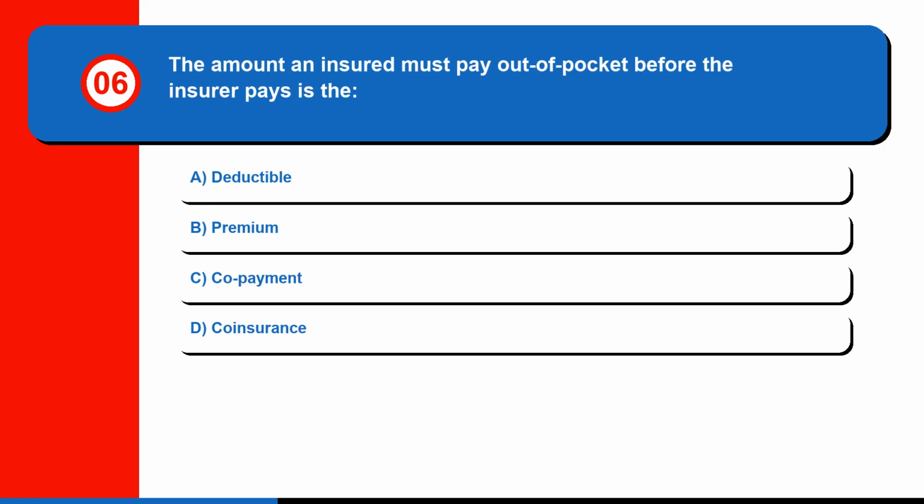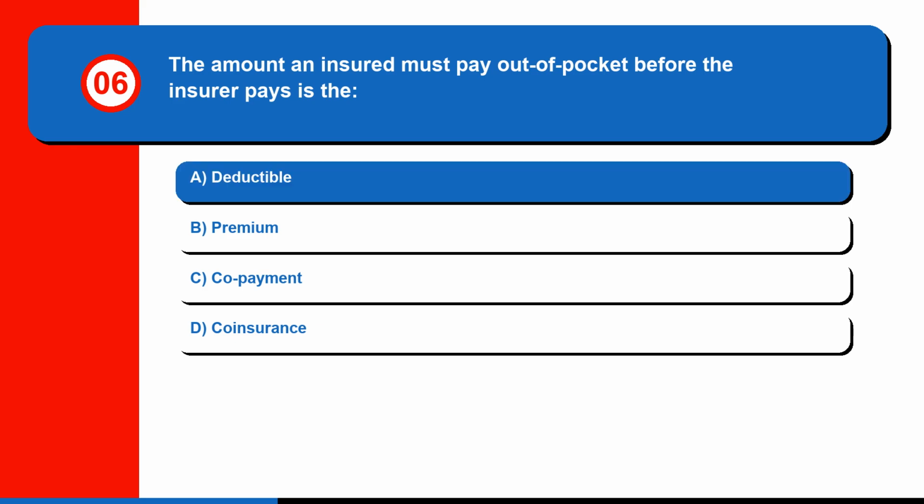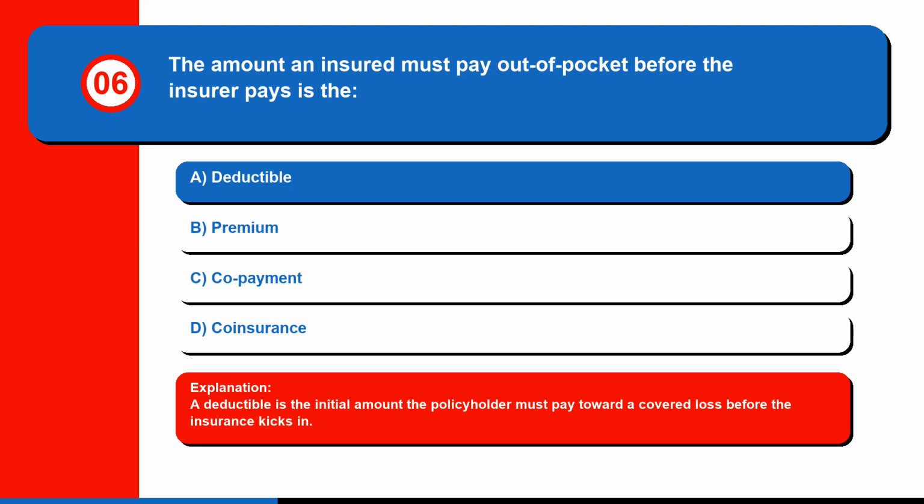Question 6. The amount an insured must pay out of pocket before the insurer pays is the A. Deductible, B. Premium, C. Copayment, or D. Coinsurance. The correct answer is A. Deductible. A deductible is the initial amount the policyholder must pay toward a covered loss before the insurance kicks in.